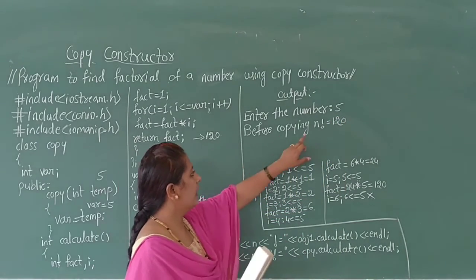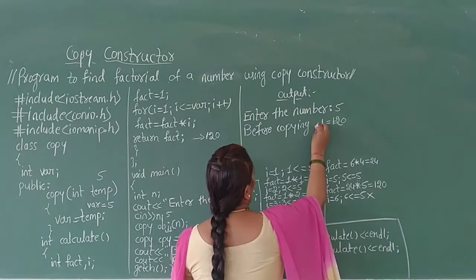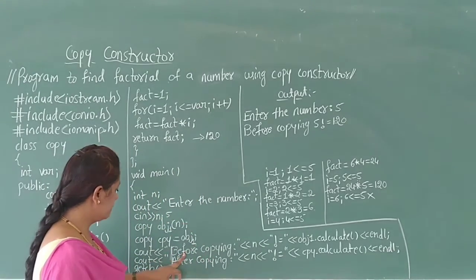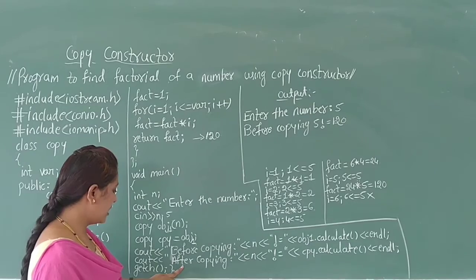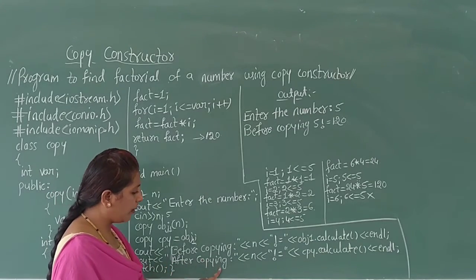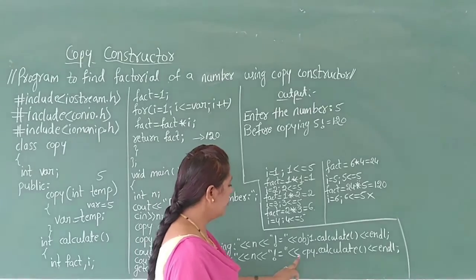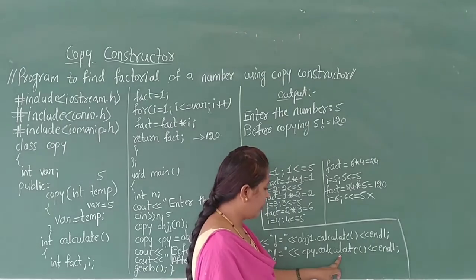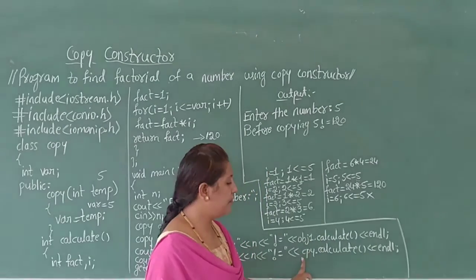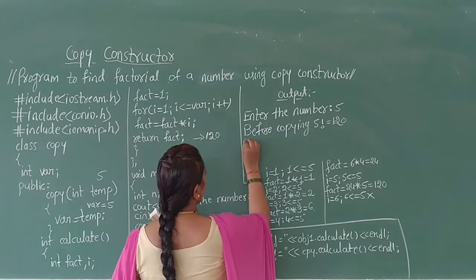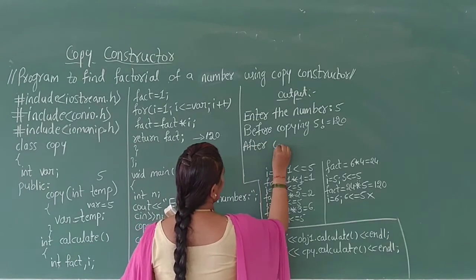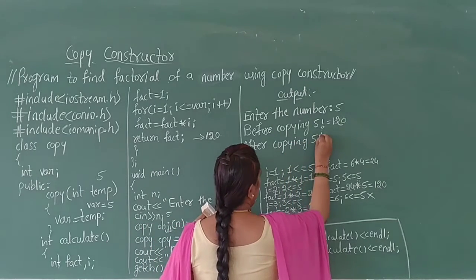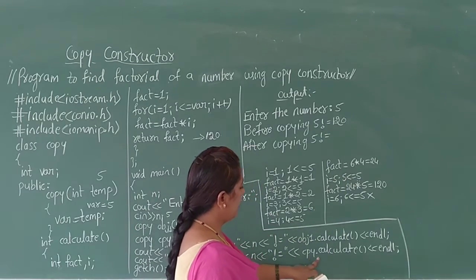Before copy, n factorial: n value is 5. Next, 5 factorial is equal to 120. Next, one more statement is passed. After copying, n factorial is equal to cpy dot calculate. The calculate member function is called one more time using the second object cpy. After copying, n means 5. 5 factorial is equal to cpy dot calculate.